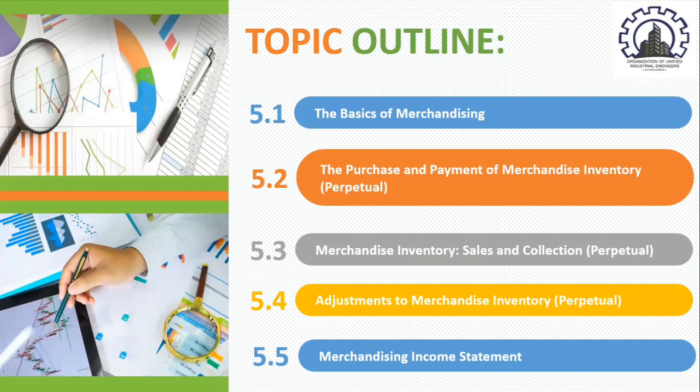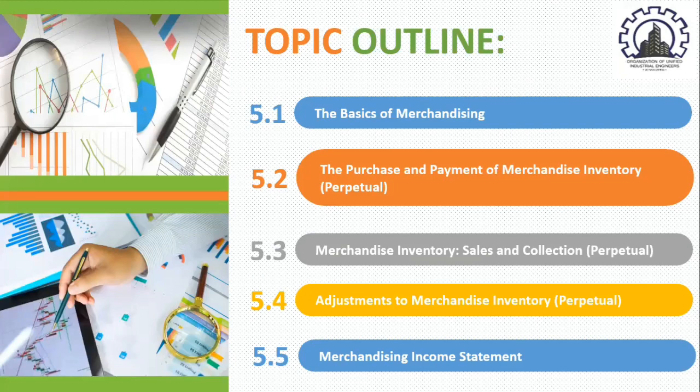First, we have the basics of merchandising. Second, we have the purchase and payment of merchandise inventory, perpetual. Third, we have merchandise inventory, sales and collection using perpetual method. Fourth, we have adjustments to merchandise inventory applying the perpetual method. And finally, we have merchandising income statement.